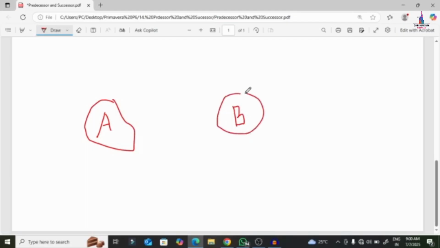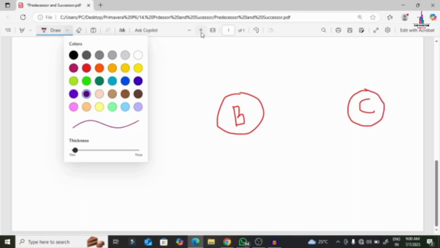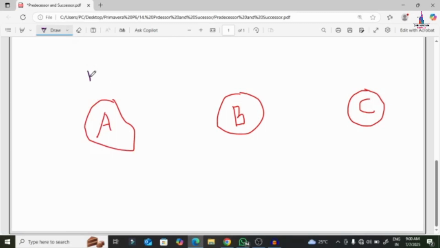So here I am considering activities. Let us consider activity A, activity B, and activity C. Activity A, as per our example, is the PCC bed. This will be of footing, and this is columns. Let us take it as per our example.